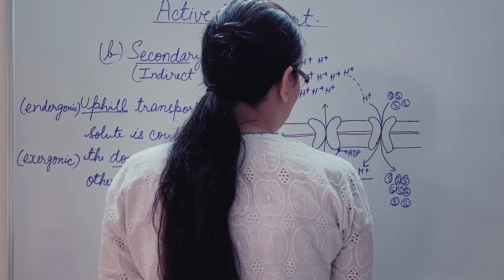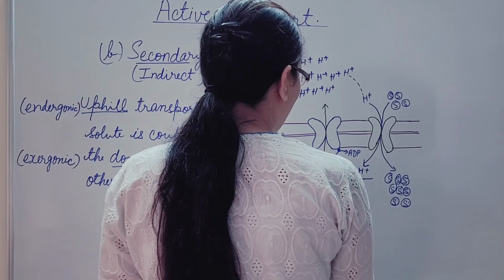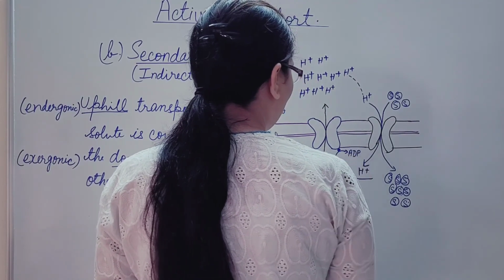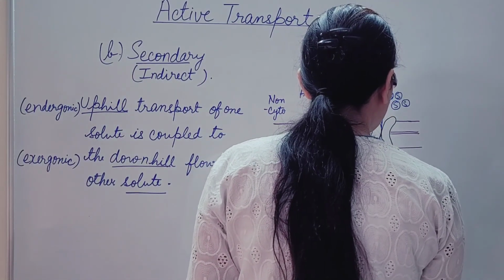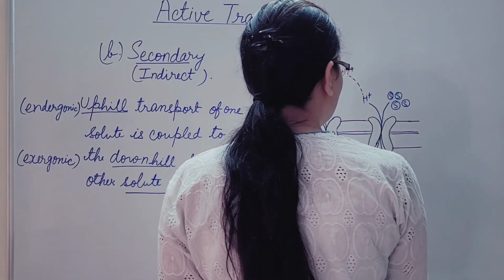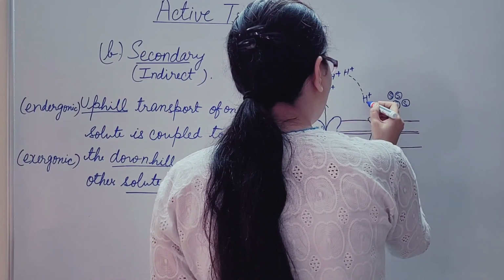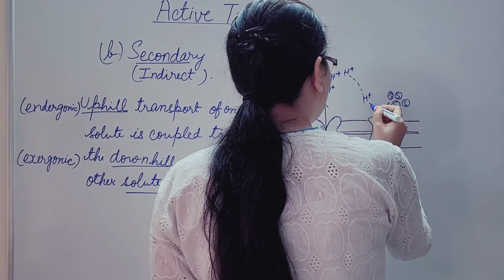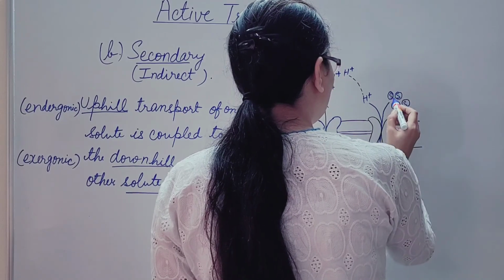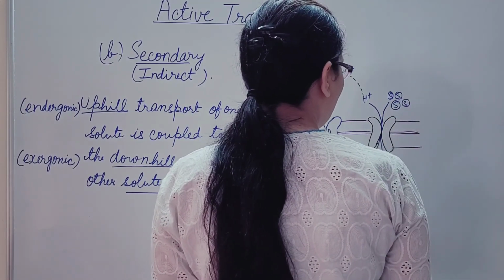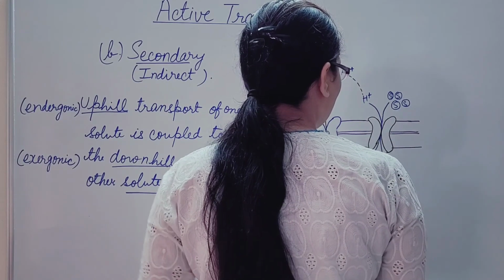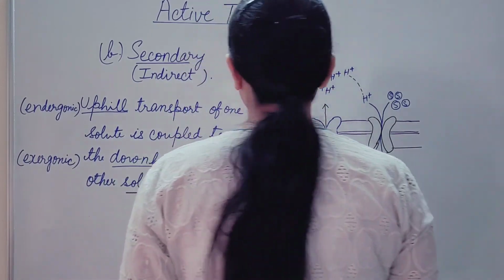So it is primary active transport because here the direct source of energy, that is ATP, is used, and here it is secondary active transport because here the energy that is released during the downhill movement of H plus is used in the uphill movement of solute S. So here an indirect source of energy is used. So it is secondary transport.